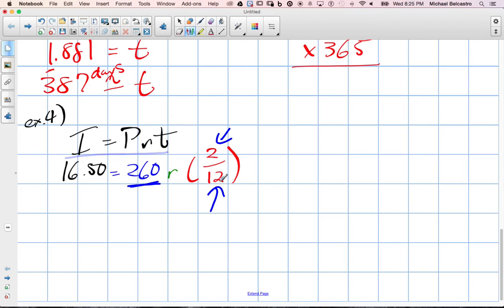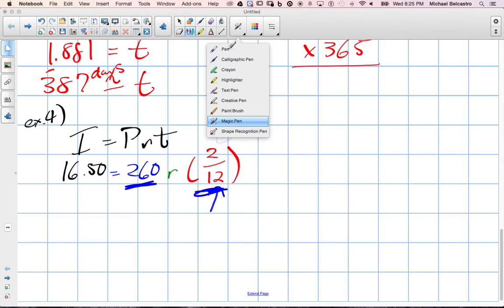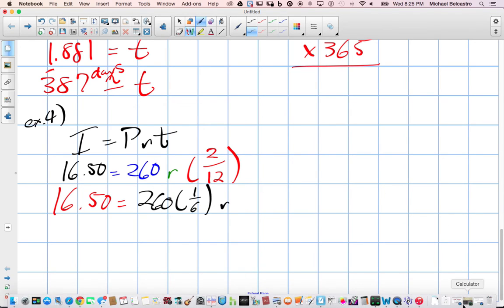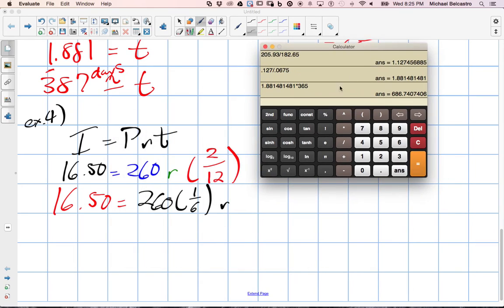Okay. Same idea. The associative property says we can multiply any numbers in any order, so we're going to do that. We're going to multiply the 260 by 2 over 12. So 16.50 is equal to 260 times 2 over 12, so it's the same as 1 over 6 times R. So I'm going to try to do this again all in one step. 1 over 6, so 1 divided by 6, times 260. Okay, so that's what this would be, 43.33.